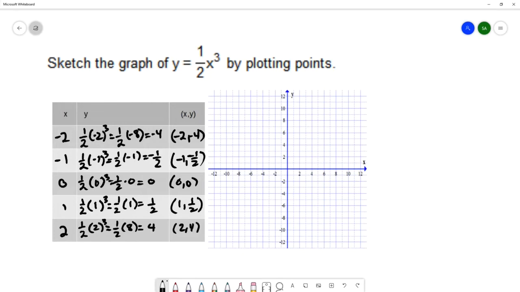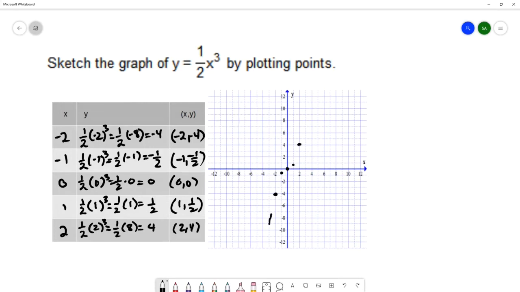So I have this list of ordered pairs, and I'm going to plot these ordered pairs. And as we plot them, a pattern should emerge, and then we can sketch the curve, sketch the graph of this equation. So we have -2, -4, -1, and -1/2, 0, 0, 1, 1/2. Excuse me, that one is incorrect, 1 should be 1/2, and 2, 4. So this gives me a sketch of the graph.